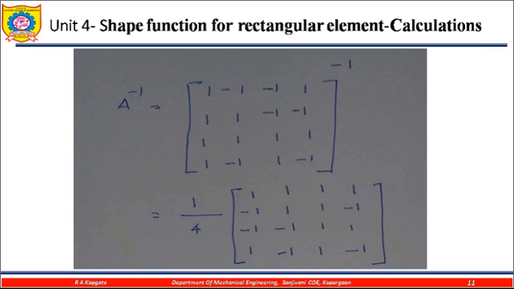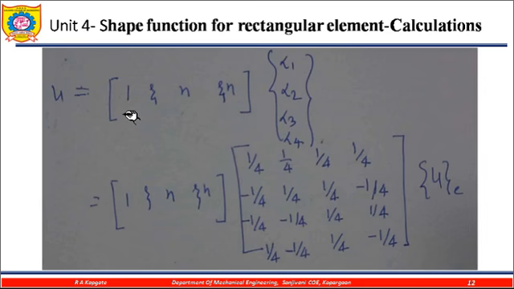By using the cofactor method, this is the cofactor determinant of this one. So 1 by 4 is my determinant, and this is the matrix. I am finding the inverse of this, so I get the value: u is equal to 1 plus xi eta, multiplied by this matrix, multiplied by the u matrix, the displacement matrix. So this is my displacement matrix.